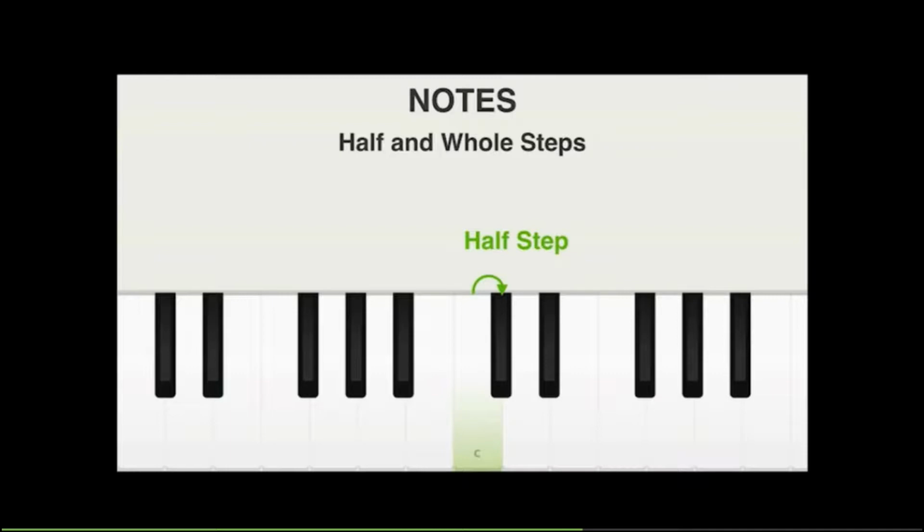Now the other main distance to know about is called a whole step, which means the distance of 2 half steps. So basically you just skip over 1 key. The note that is 1 whole step up from C is the white key to the right. Notice a whole step sounds more sweet and open, where a half step sounds more tense. Alright, let's go play.